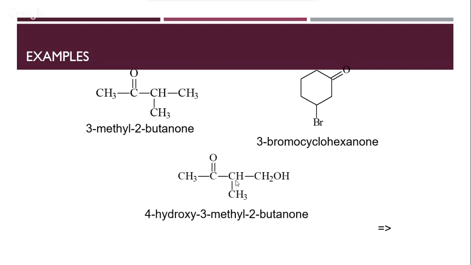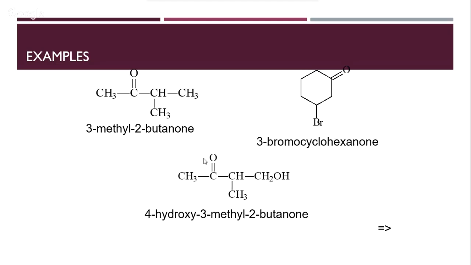It's basically 4-hydroxy. Why 4? Because ketones are higher in priority than alcohols. So it is 4-hydroxy, 3-methyl, because it's at the third position. So this is at the fourth position, OH. Then it is 3-methyl, this is at the third position, and 2-butanone. So this is at the second position, so it is 2-butanone. Why? Because there are 4 carbons. So it's 2-butanone. Ketones are preferred over alcohols.